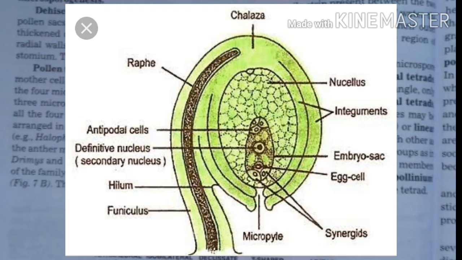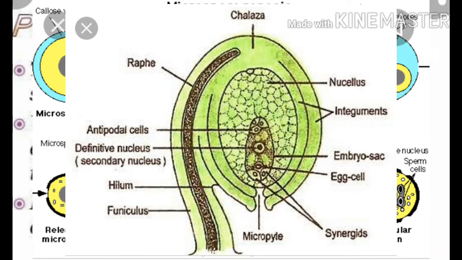The integument completely covers the nucellus, leaving only a small opening at one end called micropyle. The ovule is attached to the placenta by a stalk known as funicle. The point of attachment of the body of ovule to the funicle is called hilum. The basal part of the ovule where nucellus, integument and funicle merge is known as chalaza.